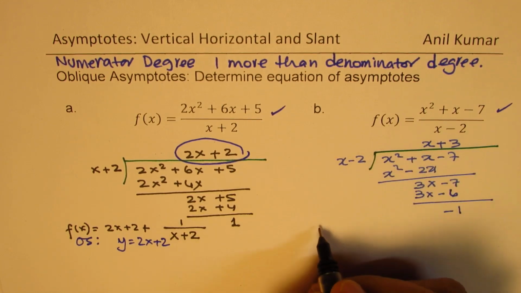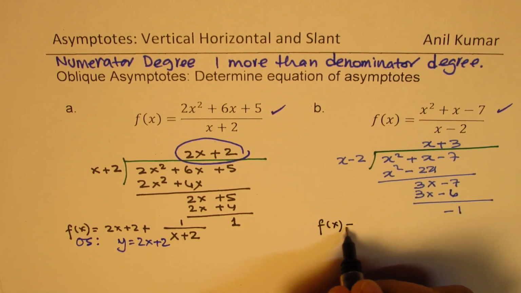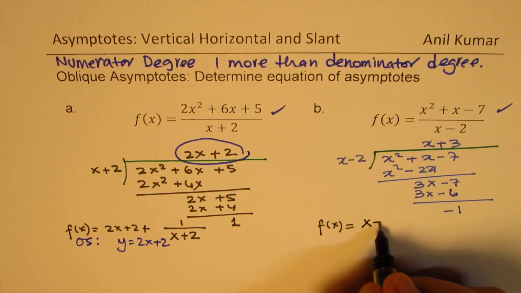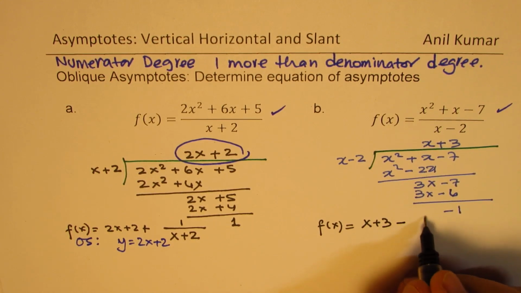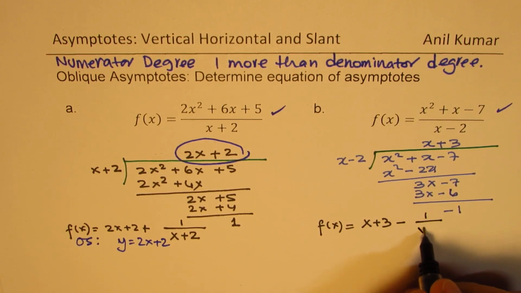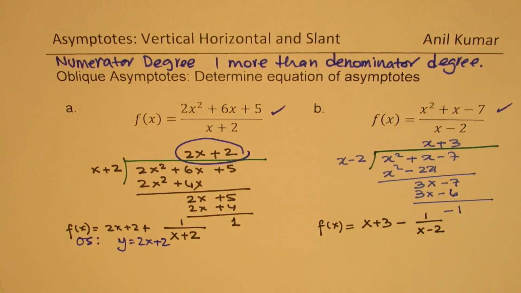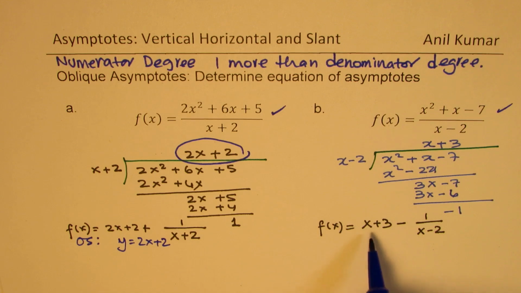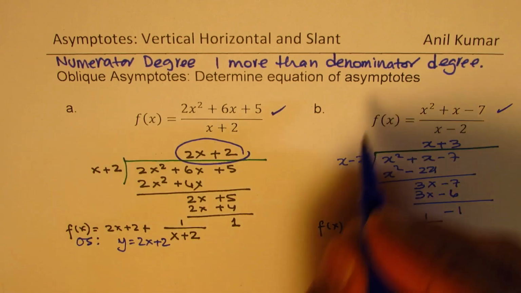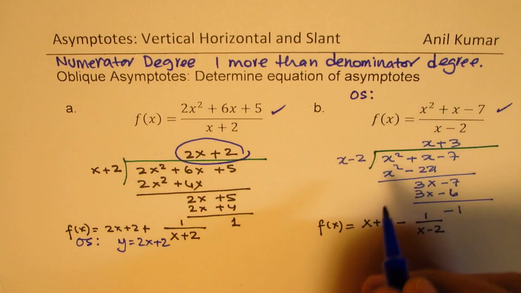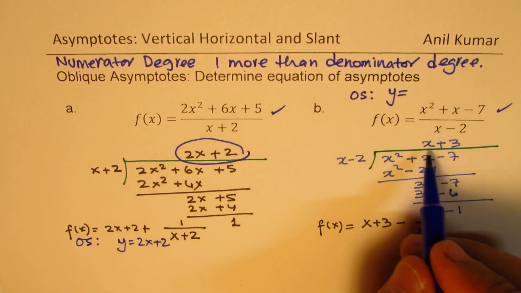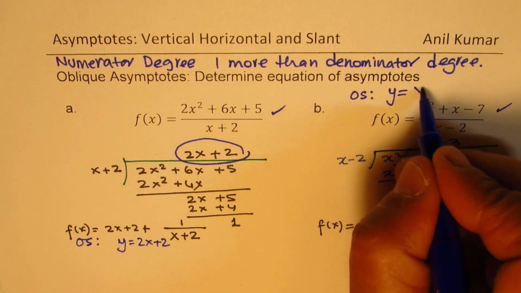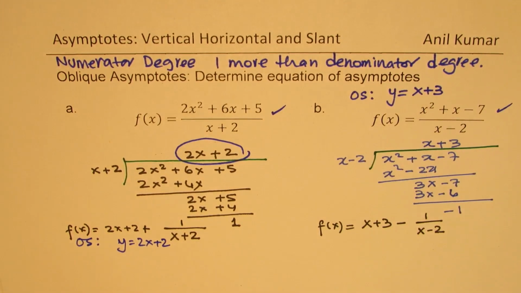You could write this function f of x as equal to the quotient, which is x plus 3, minus 1 over x minus 2, correct? So we see that again we have an oblique asymptote, right? So in this case, the oblique asymptote is y equals the quotient x plus 3. So that is how you can find equation of the oblique asymptote.